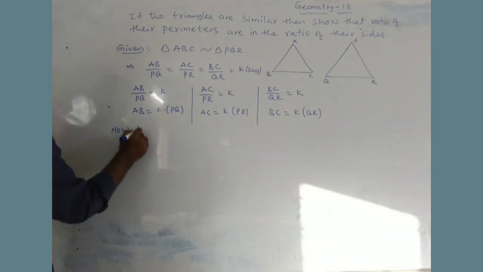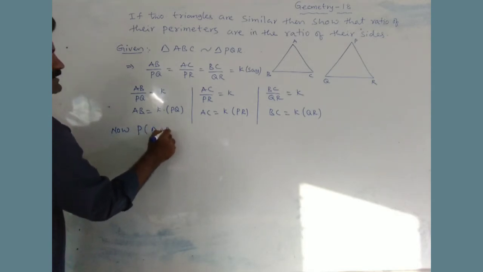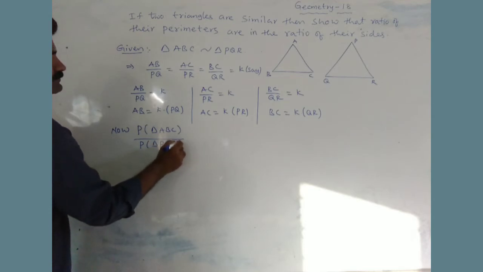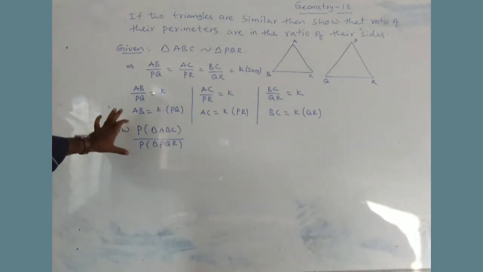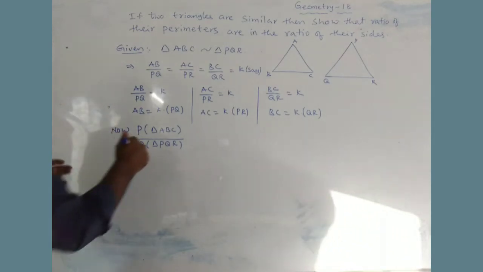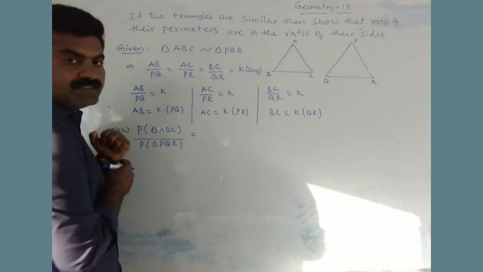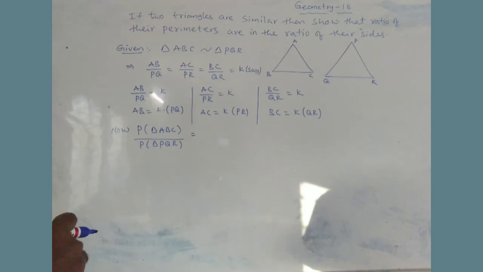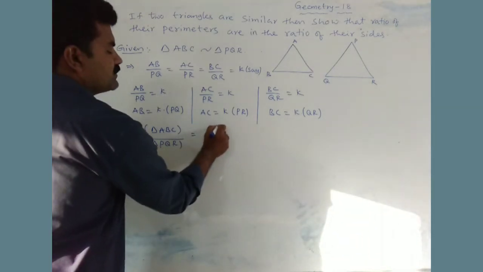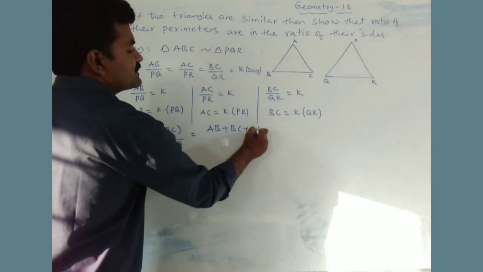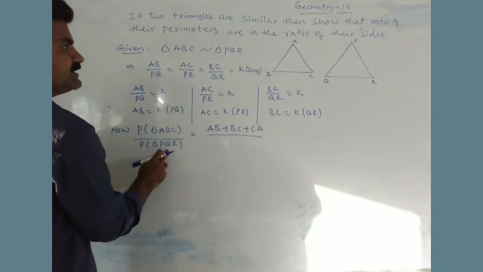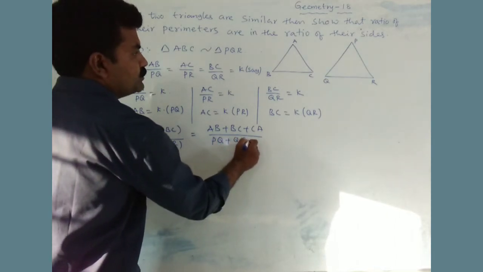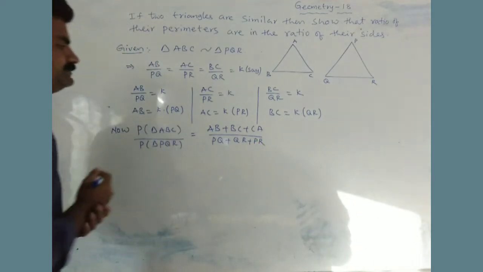Okay? So now we have to take the perimeter of triangle ABC by the perimeter of triangle PQR, I mean the ratio of their perimeters. Usually the perimeter of a triangle is nothing but the sum of the three sides, I mean AB plus BC plus CA. And in this triangle, the sum of the sides is PQ plus QR plus PR.